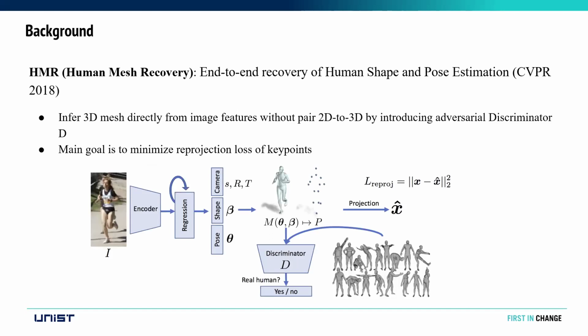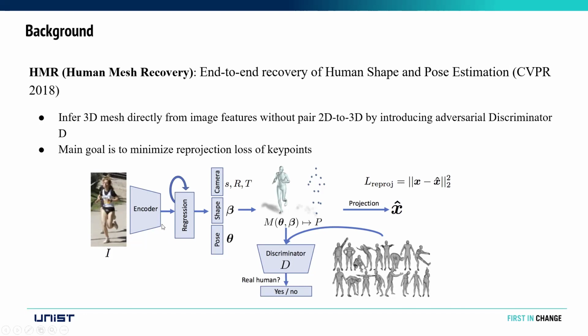After that, we have HMR, which is an end-to-end recovery of human shape and pose estimation. This paper was published in CVPR 2018. HMR is designed to minimize the reprojection loss of keypoints. It is considered a regression-based human shape and pose estimation, which mainly depends on the SMPL parameters.